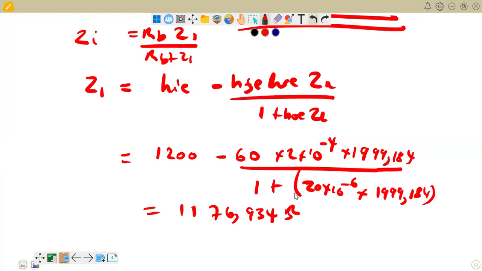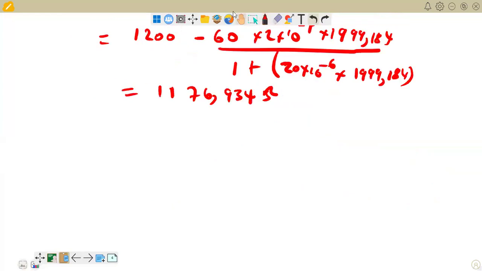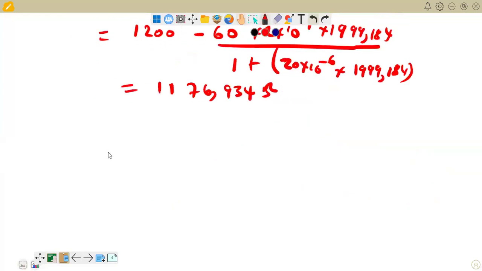Now that we have Z1, we can then substitute into the formula for Zi, the input impedance, which is equal to this, right? So let us substitute. What are we getting? Zi is equal to RB times Z1 over RB plus Z1.